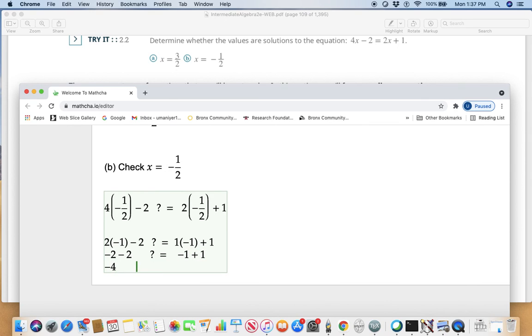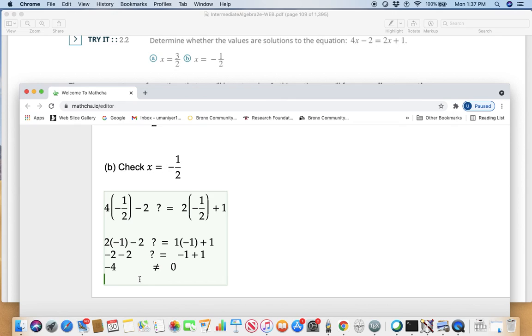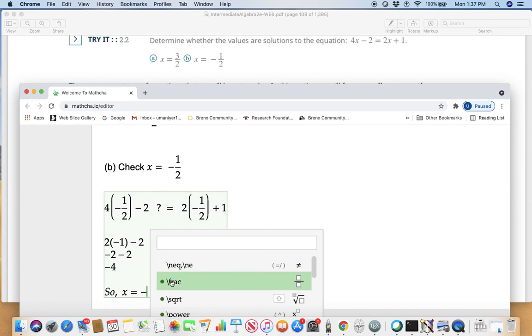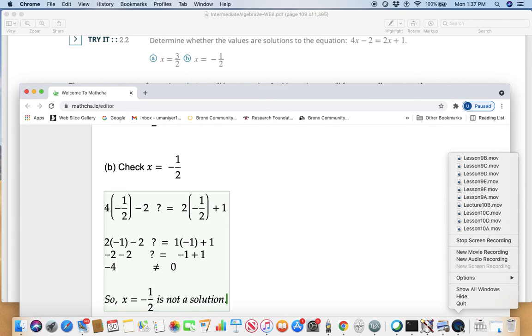Negative 4, is it equal to 0? No, it is not equal to 0. So we know that x equals negative fraction 1 over 2 is not a solution. Alright, let's continue in our next video.